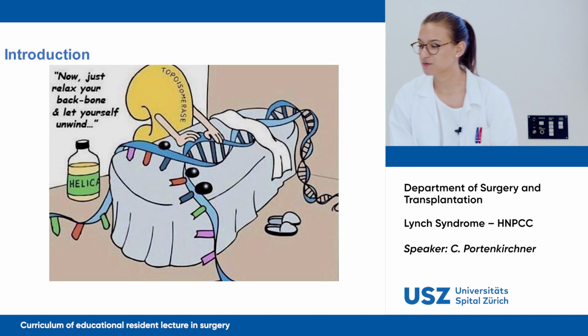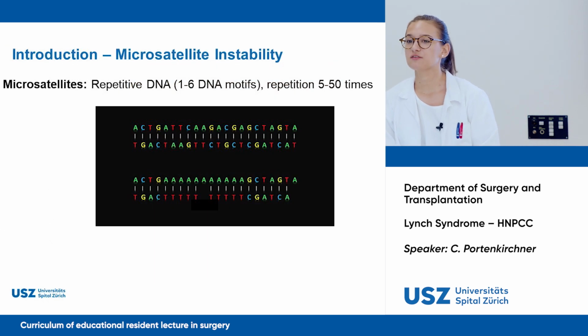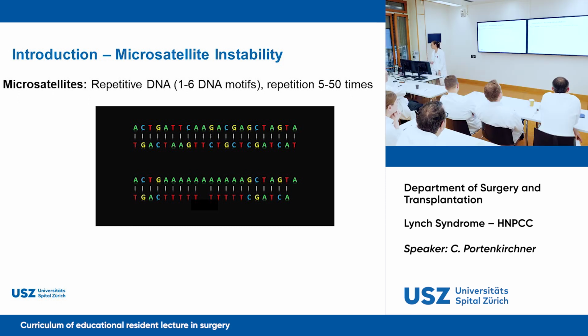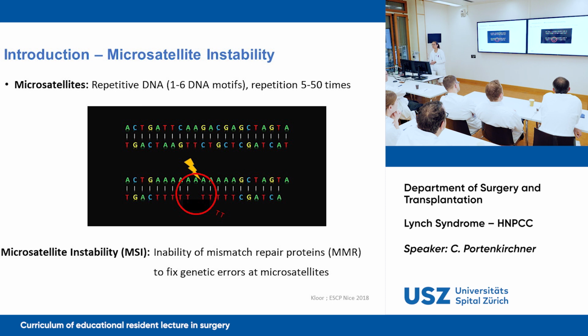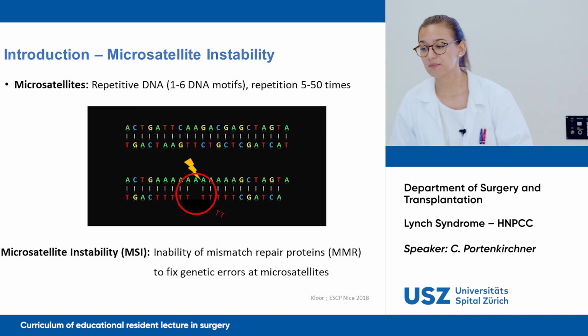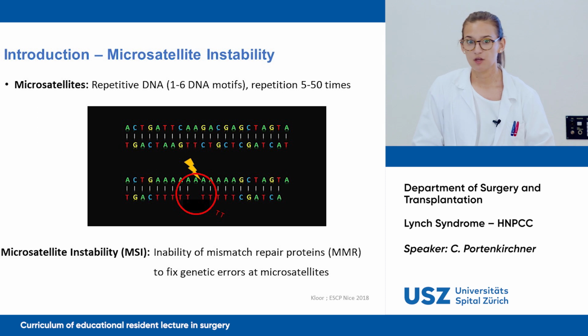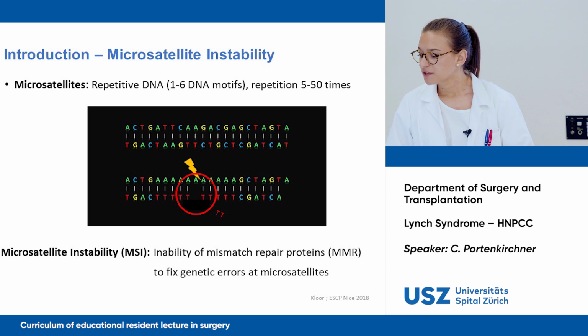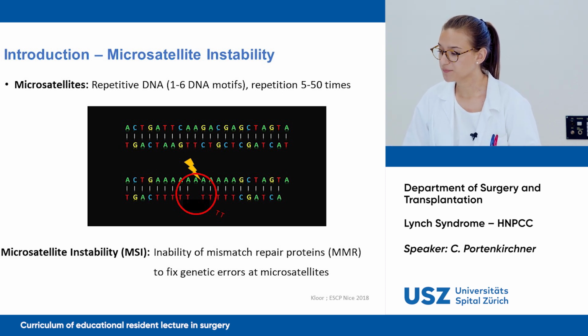Here we see the DNA relaxing. What are microsatellites? Microsatellites are repetitive sequences in DNA of nucleotides. There are 1 to 6 nucleotides. Here you see the nucleotides on the base pairing, and in this area we have microsatellites. As you can see, they're repetitive, and when our body performs DNA replication, here we have a high chance for mismatch. So microsatellite instability is the inability of mismatch repair proteins to go up there and fix the genetic errors at microsatellites.